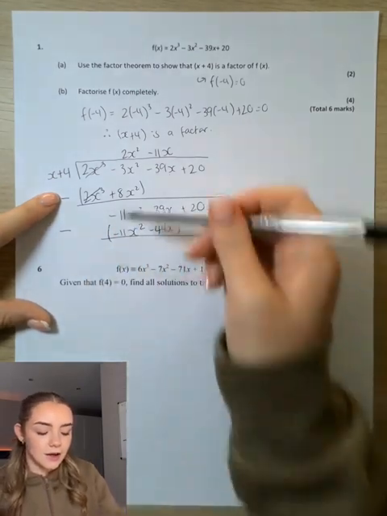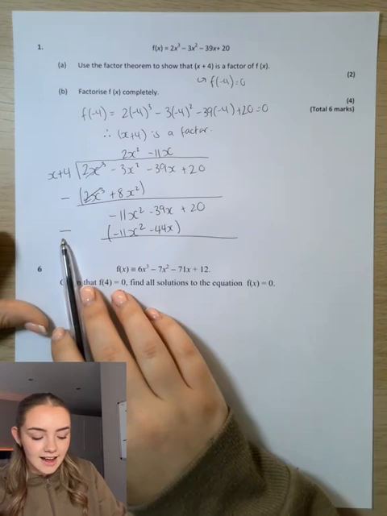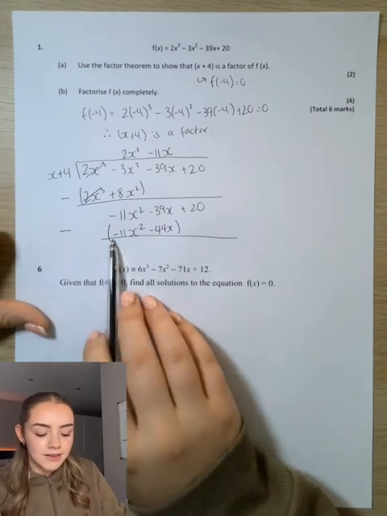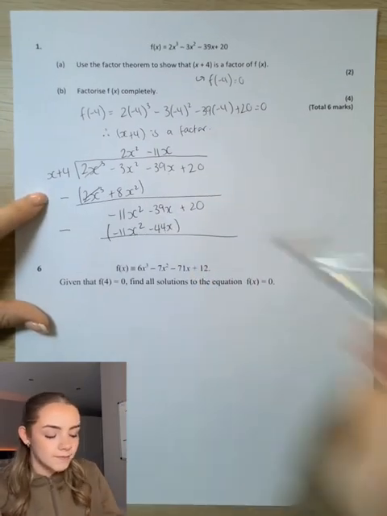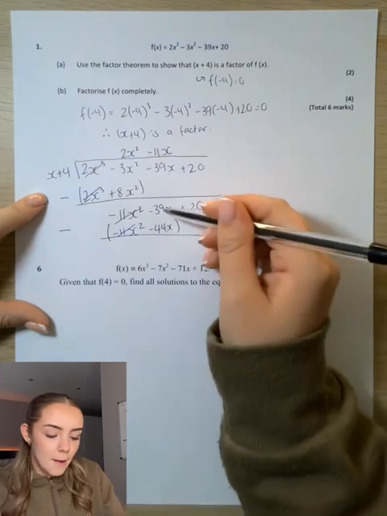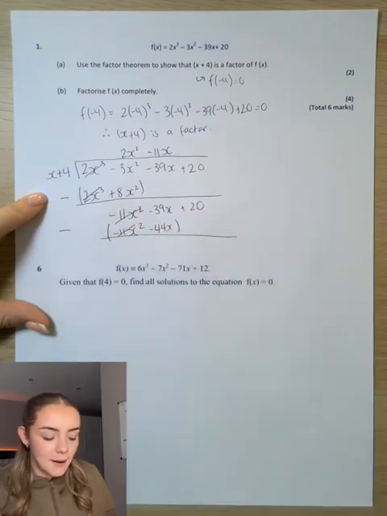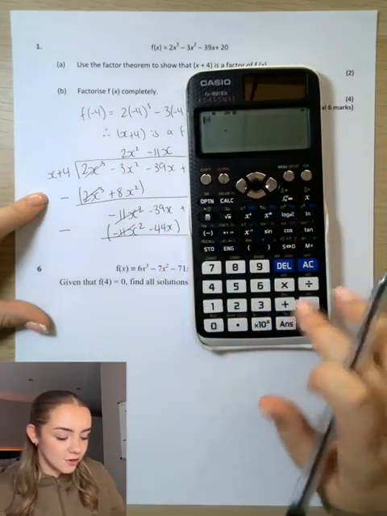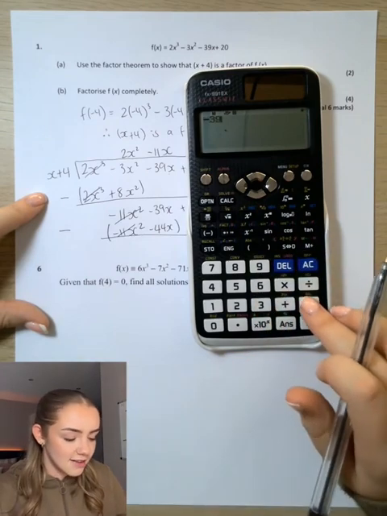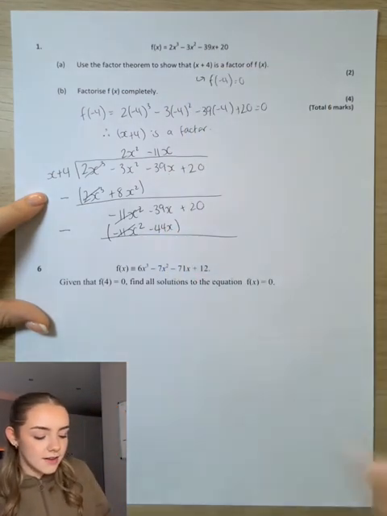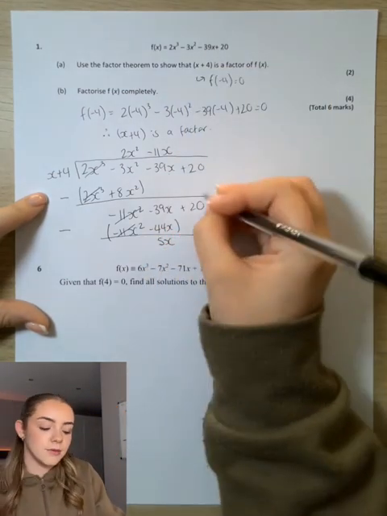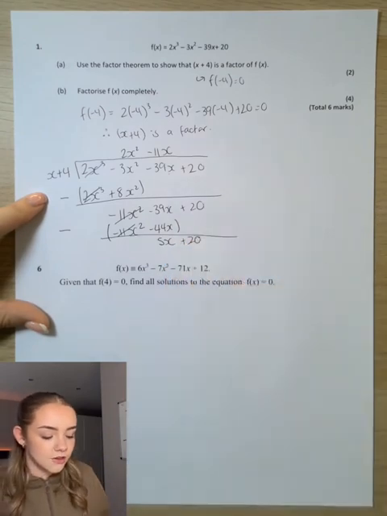Now when we take these away, minus 11x squared take away minus 11x squared, well, minus and minus make a plus, so that will cancel out. Minus 39x take away minus 44x, just to be safe with our negative. So minus 39 take away minus 44 is 5. So that'll be 5x, and then we just have our plus 20, which hasn't been changed.